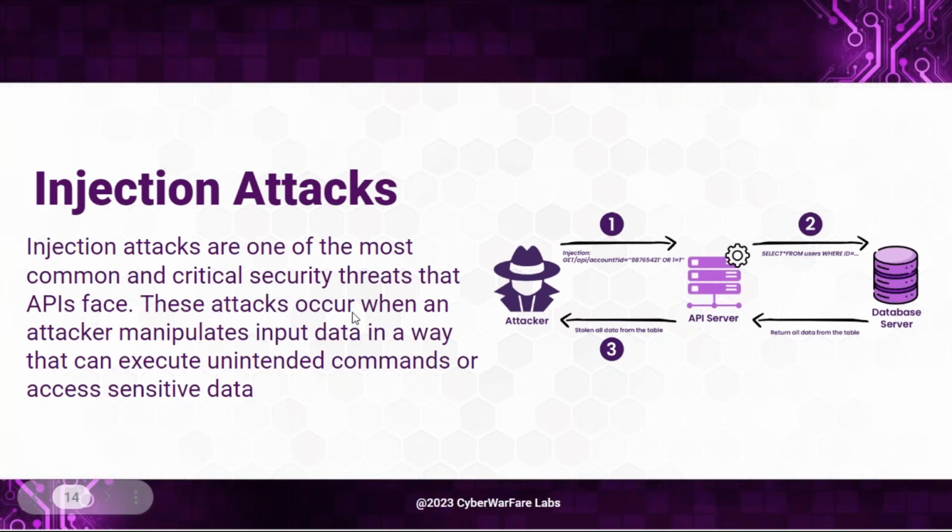These attacks occur when an attacker manipulates input data, like here in the diagram. They manipulate data by injecting a payload and sending it to the API server, and then it goes to the database server. There, the vulnerability triggers and returns the attacker's intended behavior, and the data is sent back to the attacker. These are very serious ones.